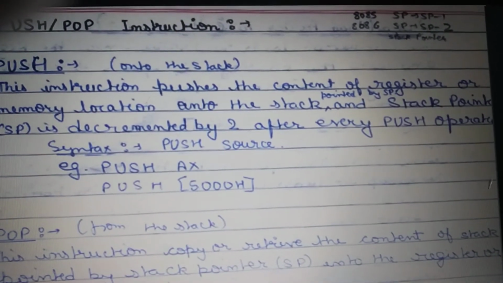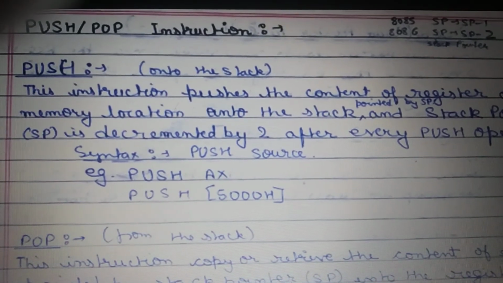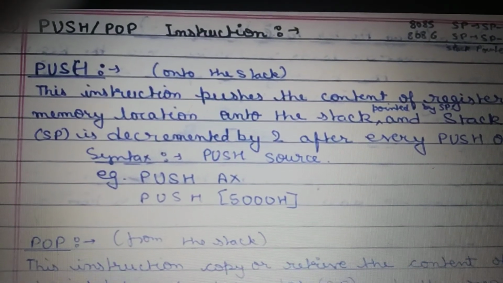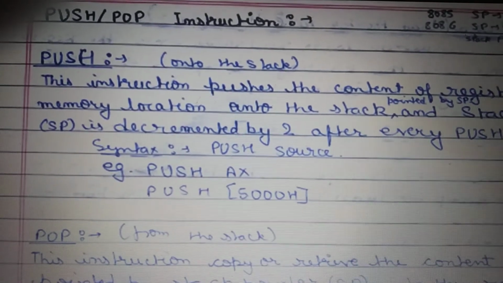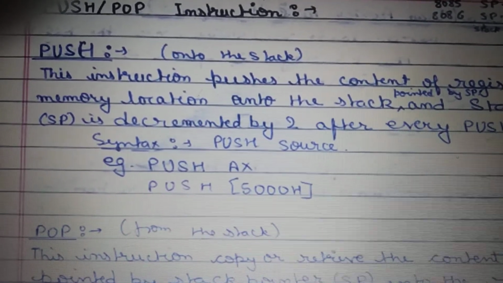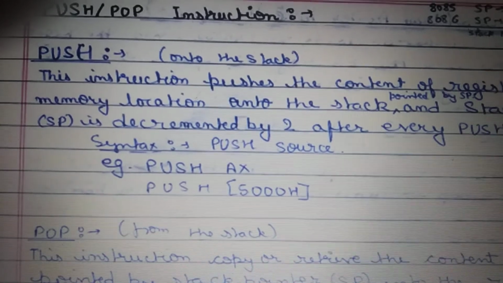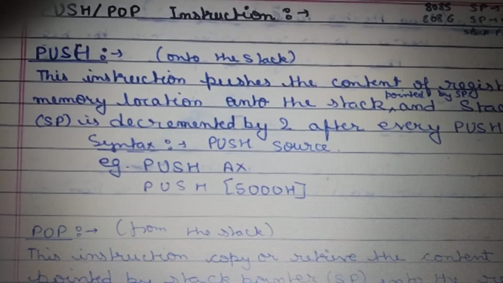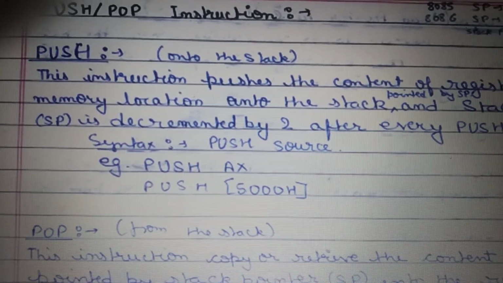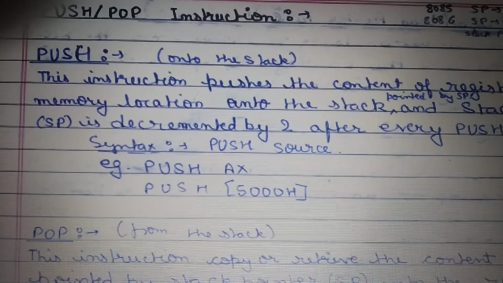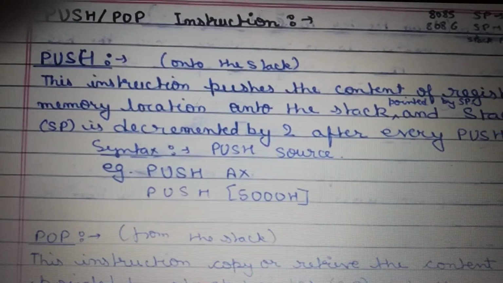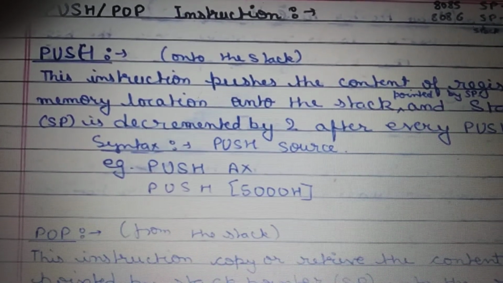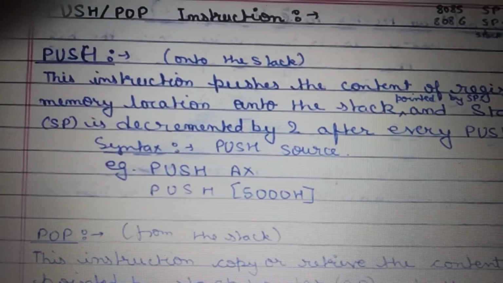Suppose that we are executing the PUSH AX instruction. What will happen? Here the content of register AX, which is a 16-bit register, will be transferred to the stack. One location of the stack can store 8-bit data, and here we are transferring 16-bit data, therefore 2 stack locations are used, and that is the reason why the stack pointer is decremented by 2 when we transfer 16-bit data to the stack.